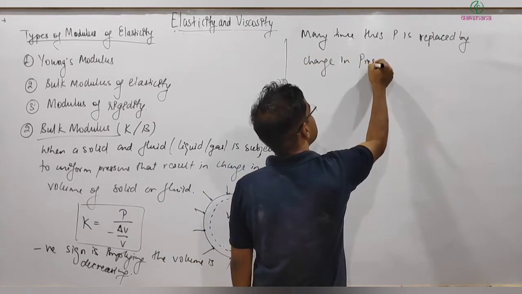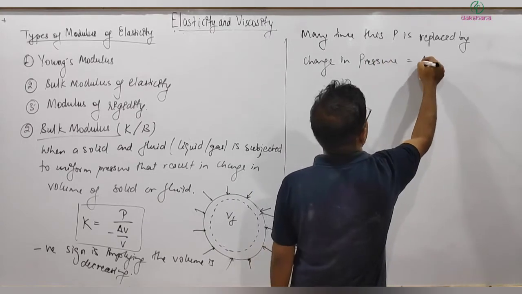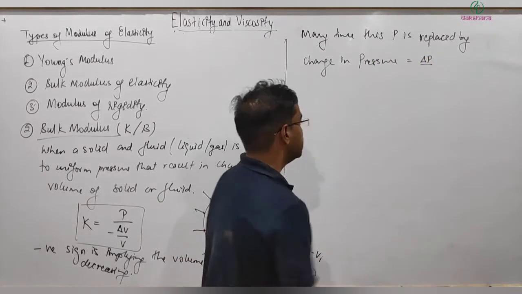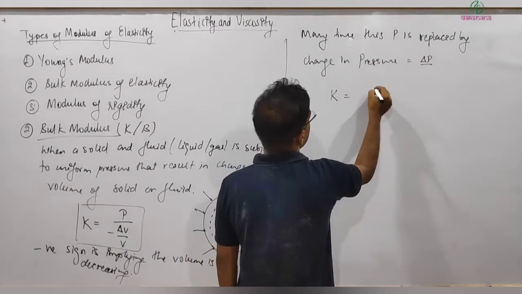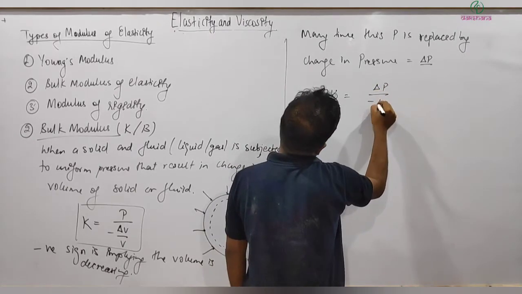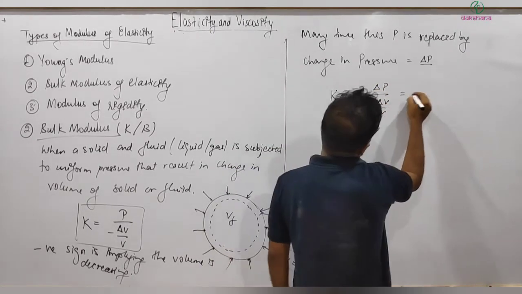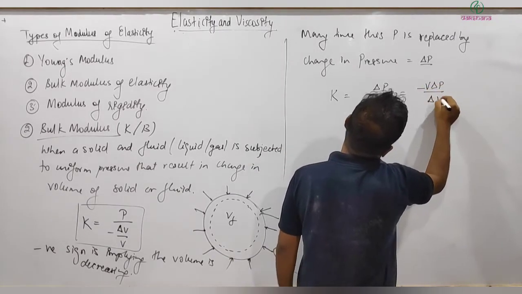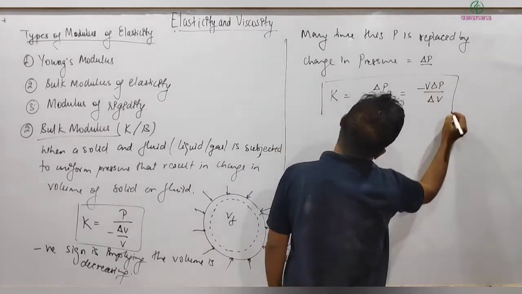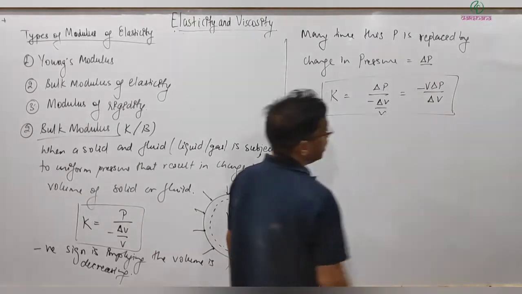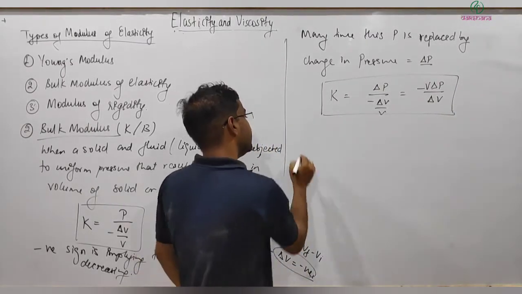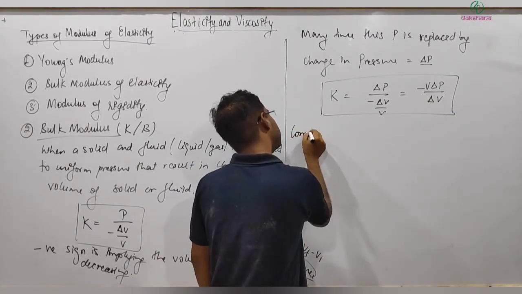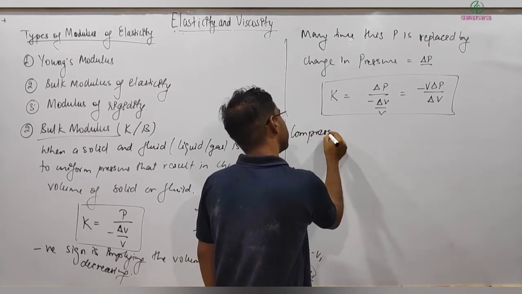In pressure means delta P. So remember that actually. So in that case, K is equal to what? I can write delta P divided by minus of delta V by V, that is equal to minus delta P into V divided by delta V. This is termed as bulk modulus. Here we define one more quantity, that is called compressibility.